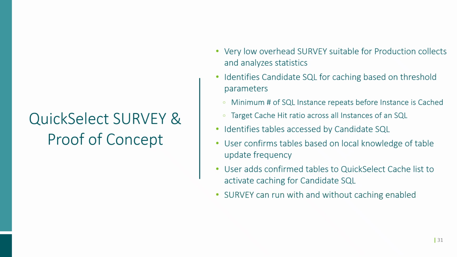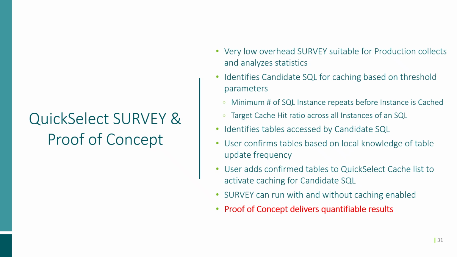Survey can be run both with and without caching enabled. Why would you run it with caching enabled? You might want to run QuickSelect survey periodically, perhaps every 3 to 6 months, if your applications are being actively maintained and enhanced, to determine potential new candidates for caching and to add those to the cache list.